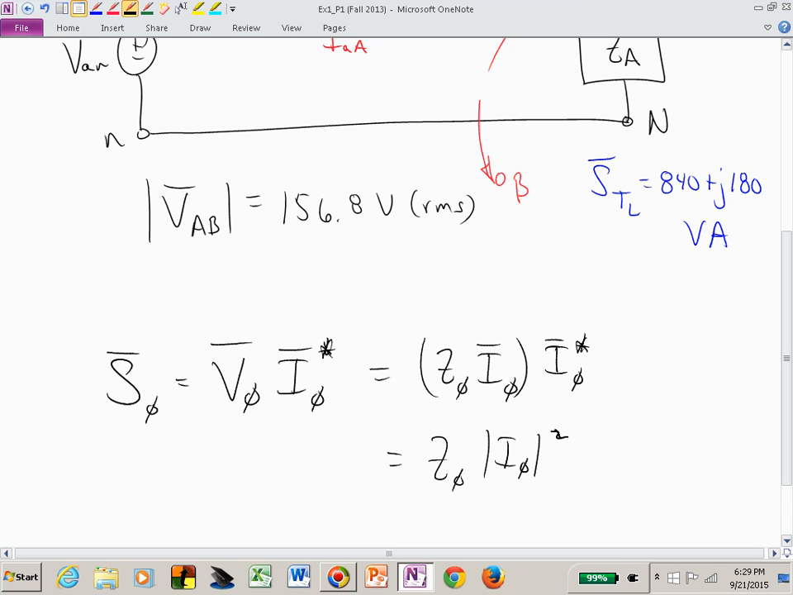and now if we knew the magnitude of our phase current in this configuration, that would be the transmission line current. Can we somehow find the line current? If we could find that, then we could actually obtain Z sub A. Do we have enough information to try to find the line current?